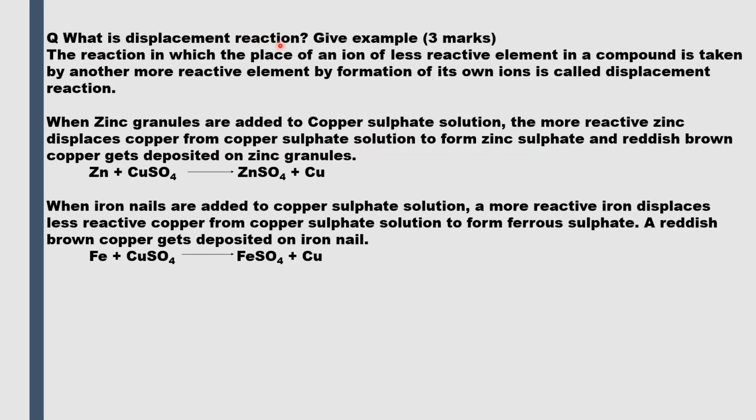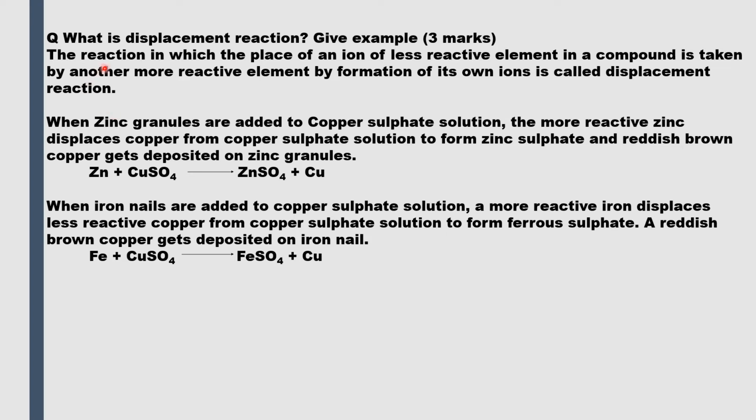What is displacement reaction? Give an example. This question also carries 3 marks. Definition of displacement reaction: the reaction in which the place of an ion of less reactive element in a compound is taken by another more reactive element by formation of its own ions is called as displacement reaction.